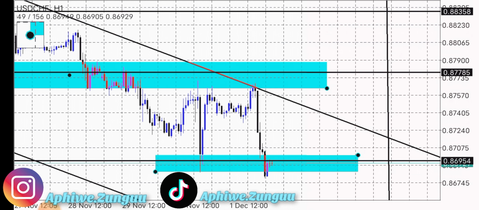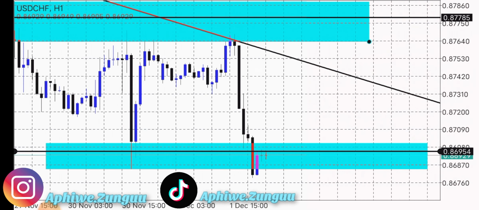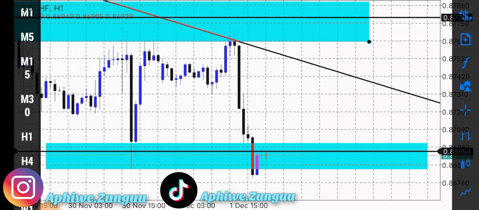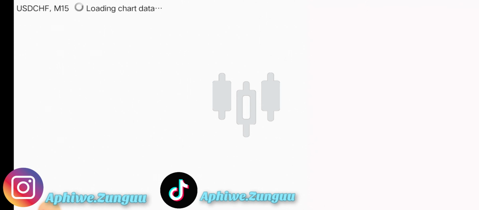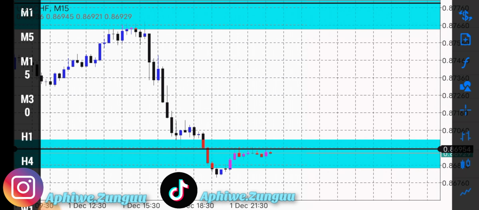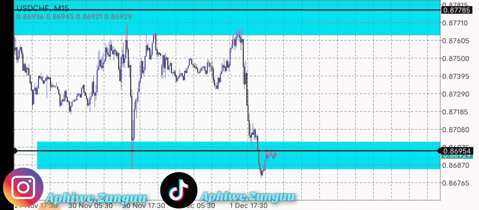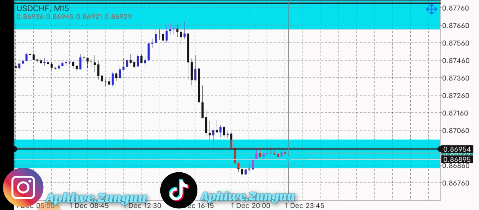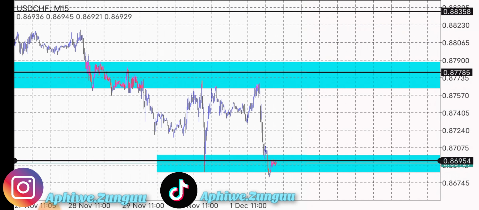So as you can see, the market did exactly the same thing. The market broke this low, and then it came back to retest, forming a lower high instead of a higher high, which also tells us that we are in a sell trend. So this is just a minor retest. The market is actually fading to go towards the upside.